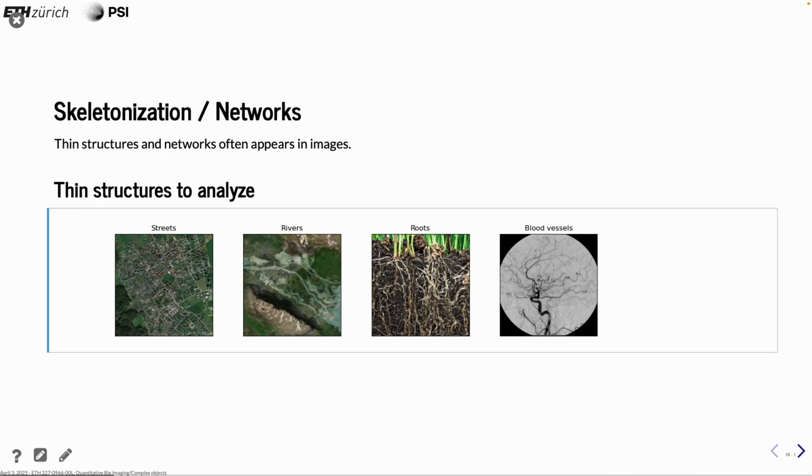It's in principle a kind of network that we want to describe. And in nature and also in built structures, we have a lot of networks. And these are essentially thin structures that we want to analyze in some sense. Could be a street map, like this one. You want to extract the roads. Could be rivers in a landscape. Could be roots, blood vessels, and maybe some other things that you want to look at. But these are typical things that people look at using skeletons.